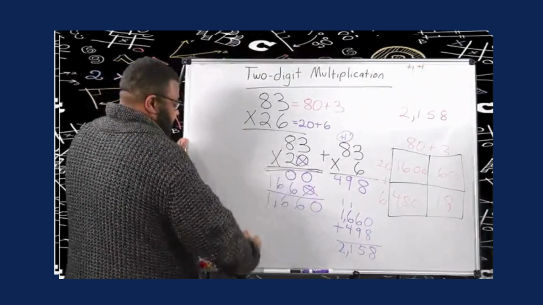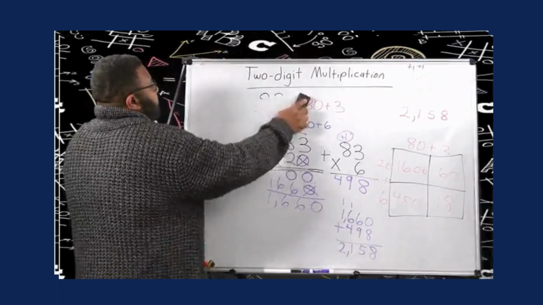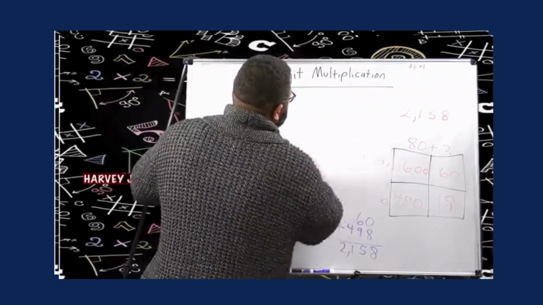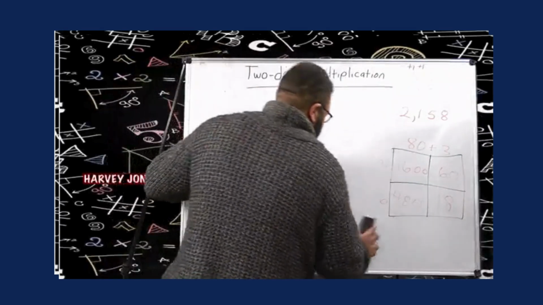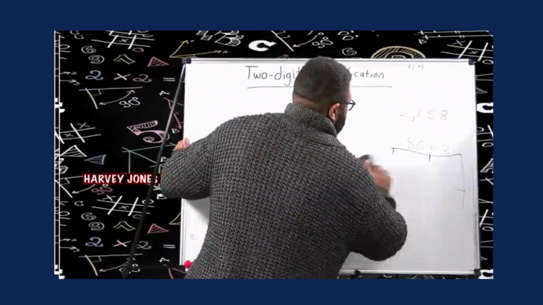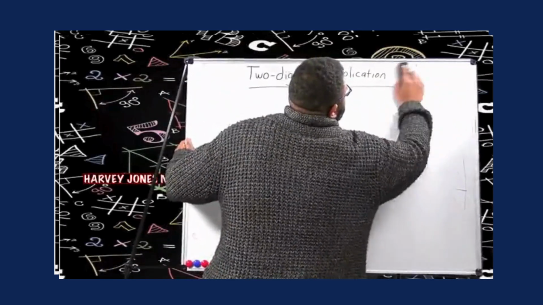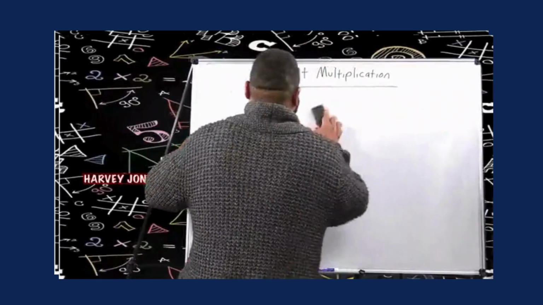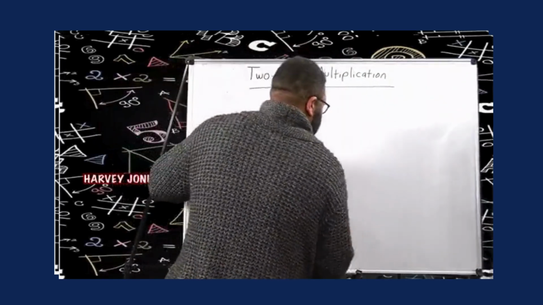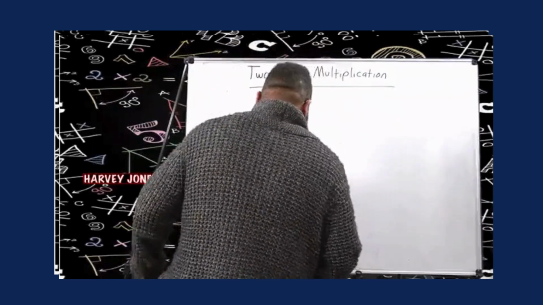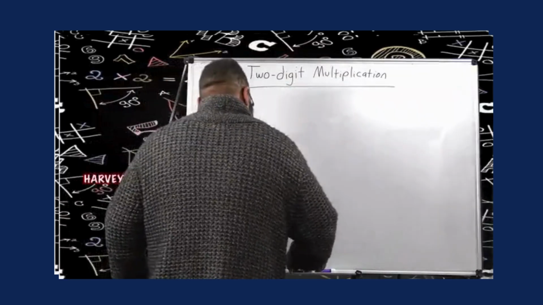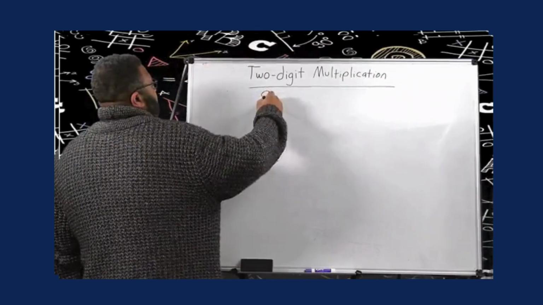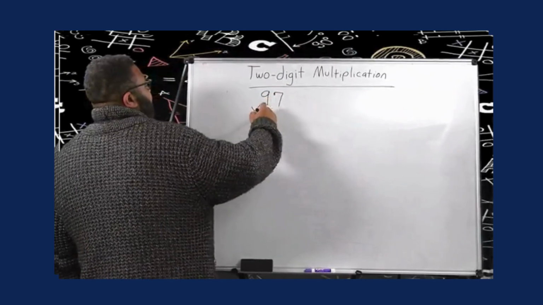I'm going to take a step back real quick. What do you mean, Mr. Jones? I'm going to do a 2-digit by 1-digit real quick, so you can see that whether you have 2 digits or 1 digit, all of these methods still work. Watch this. 97 times 3.